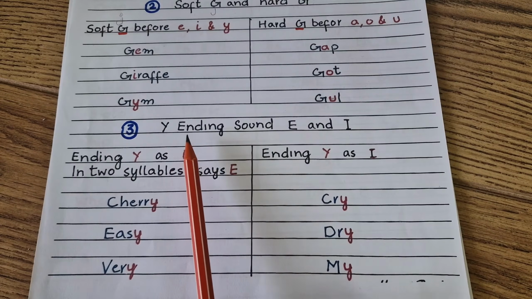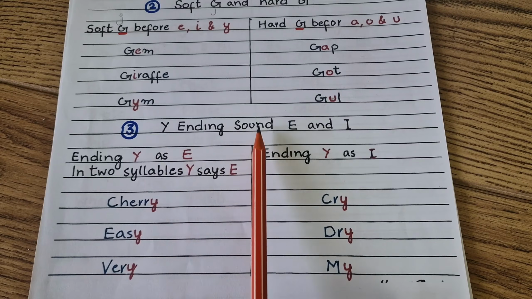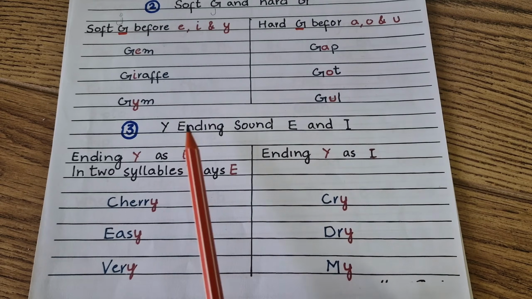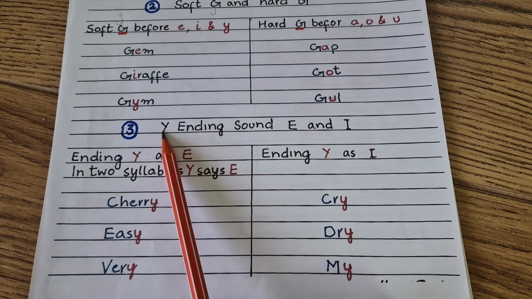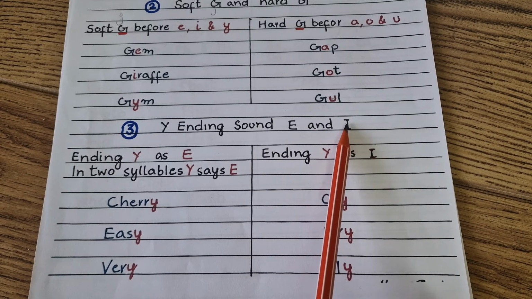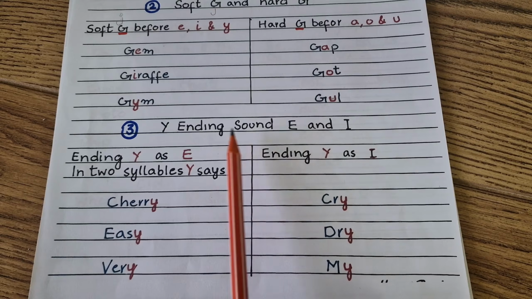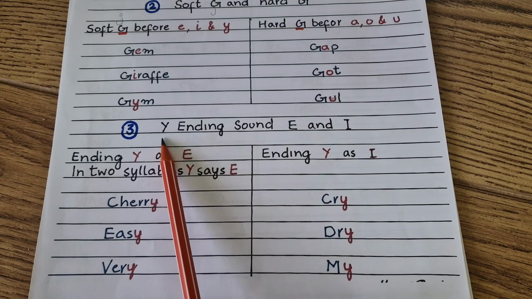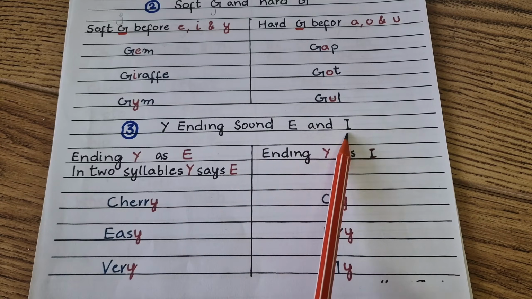Next rule is, in this rule we will learn Y ending sounds E and I. As we know, the sound of Y is Y. But when it comes at the end of the word, we will read it as E and sometimes as I. So in this rule we will learn when to read Y as E or I.